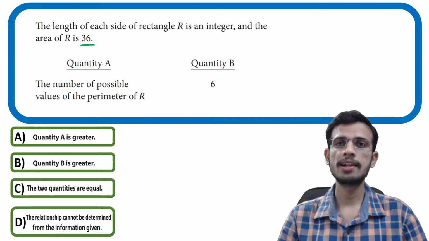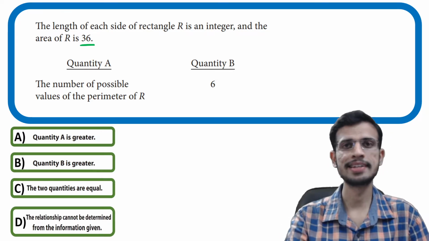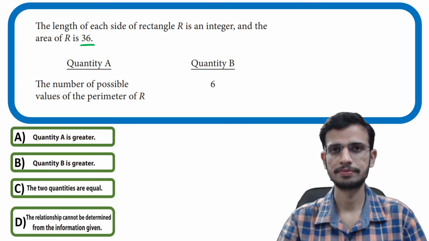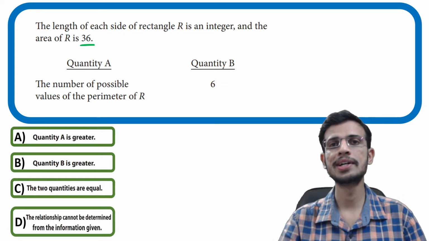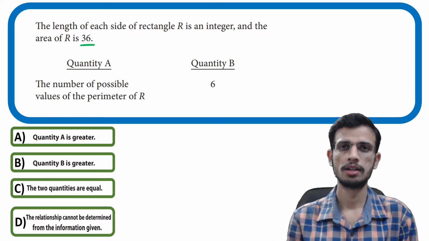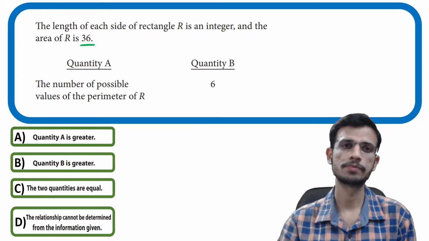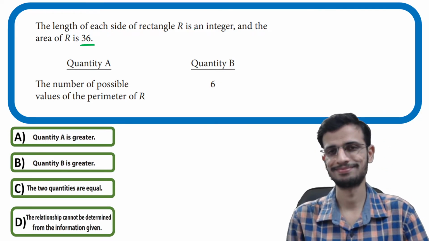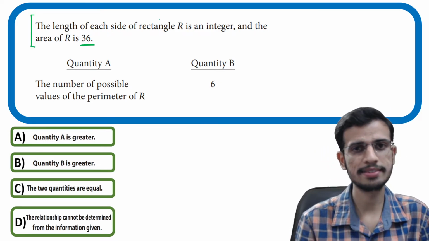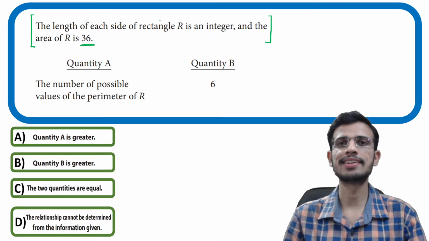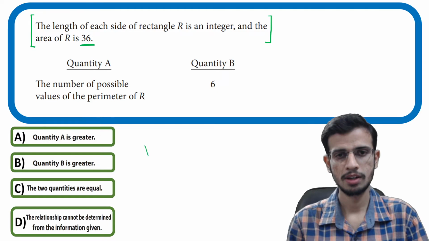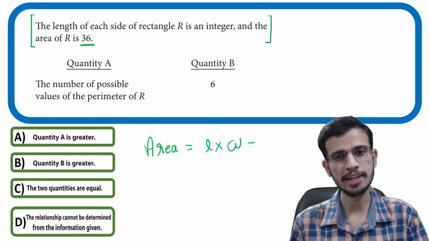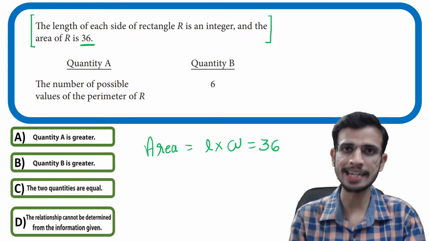Because there will be many rectangles whose area is 36, we have to find the number of rectangles and the possible number of perimeters, because for different rectangles perimeters might be different, might be same. So how many rectangles will be there whose area is 36 and both sides are integers? You have to find the number of rectangles satisfying this condition. What is area? Length into width, that should become 36 and we are allowed to use only integers.